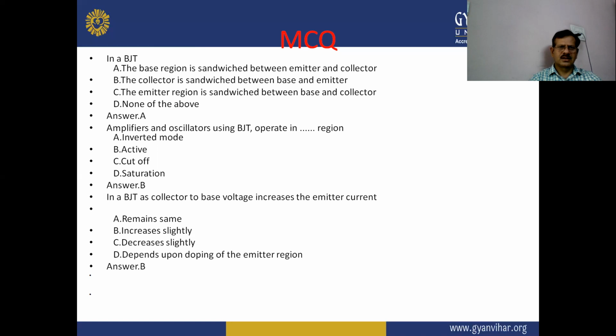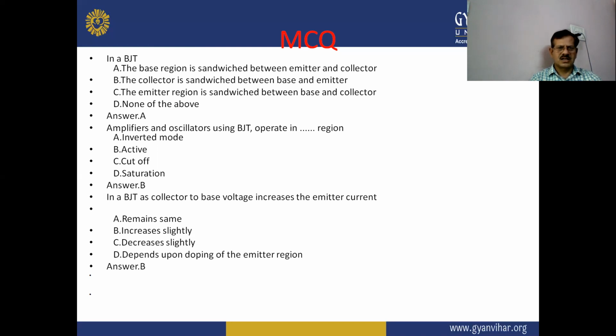Next, in a BJT, as the collector to base voltage increases, what happens to the emitter current? The question says that in a BJT, the collector to base voltage increases the emitter current. Option A, remains the same. Option B, increases slightly. Option C, decreases slightly, and option D, depends upon the doping of the emitter region.